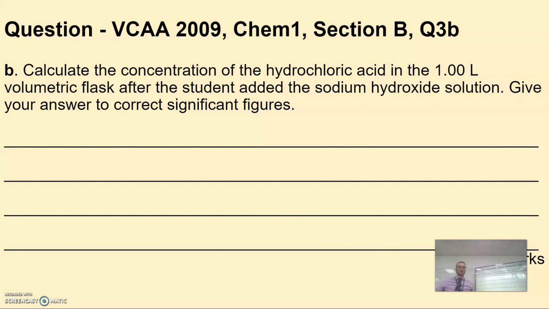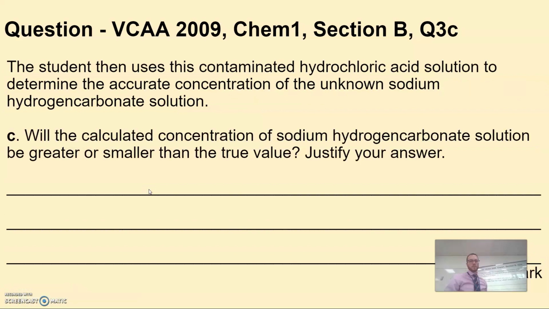Right. Well, we've got 100 ml of HCl, of 1 molar HCl, yeah? So let's pause that and have a go. Student then uses this contaminated HCl to determine the accurate concentration of the unknown sodium hydrogen carbonate solution. Will the calculated concentration of the sodium hydrogen carbonate solution be greater than, smaller than the true value?